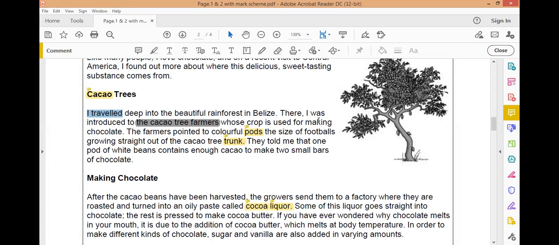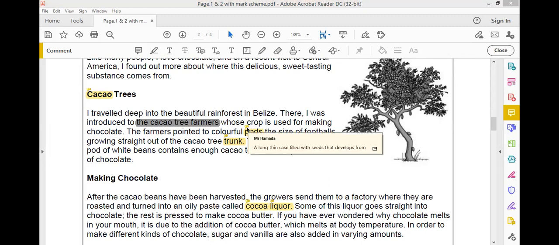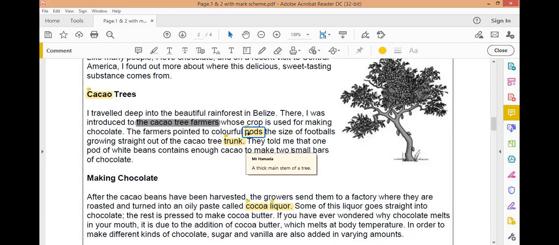Yes, at first, Omar, what is the meaning of the word pods? Do you have any idea? From the text clue, I could say that it is something in a cacao tree. Okay, we can know the meaning now: a long thin case filled with seeds that develop from the tree. Can you see his answer?